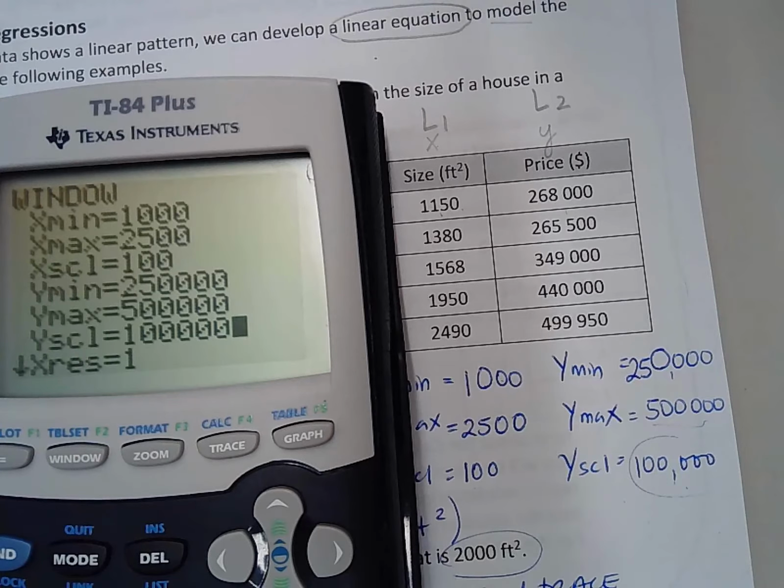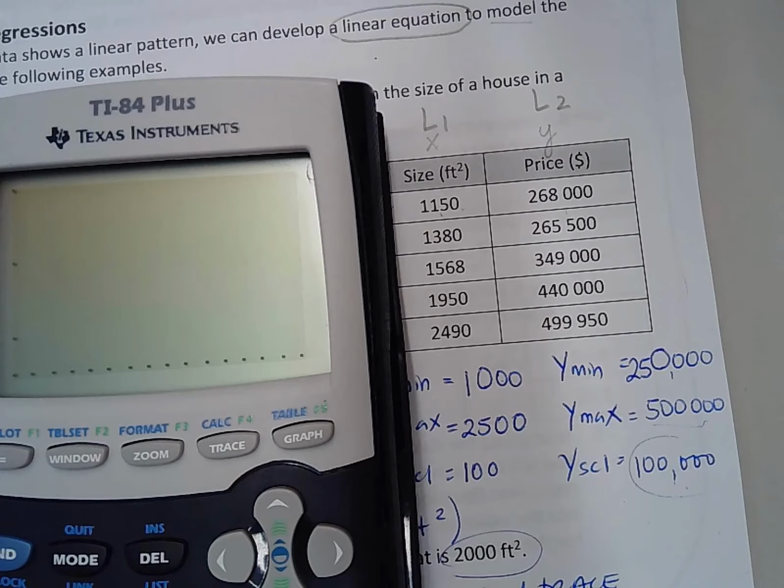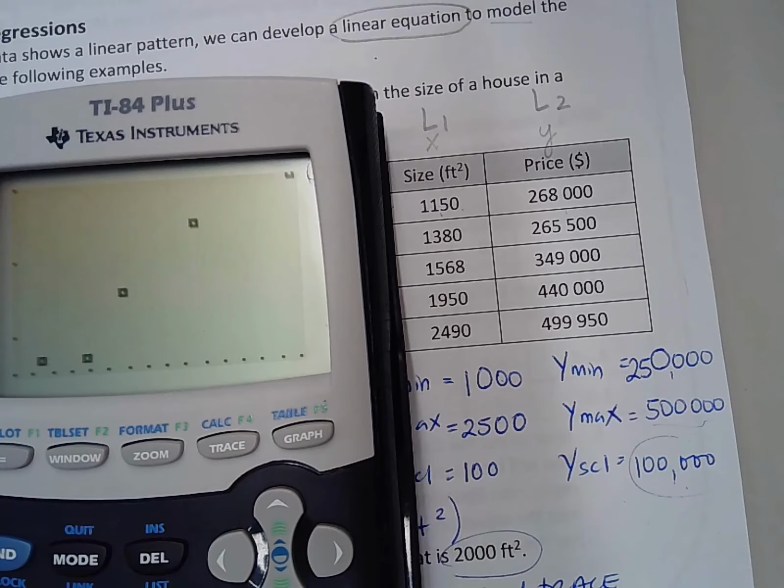Is everyone with me? Maybe not everyone. Now press graph. Oh, I didn't turn on my thing. Press graph. Do you see your points? You should see the points, because we've entered the points, turned on the stat plot, and changed the window. Yes? We're all together.